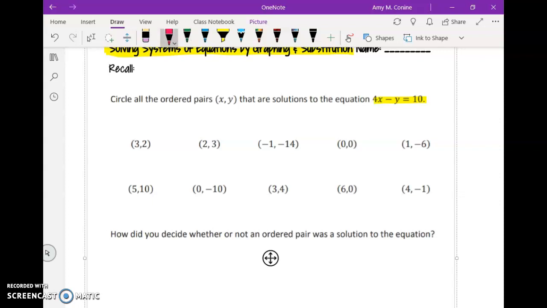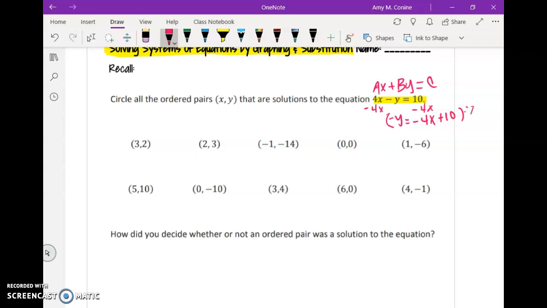So this first thing we need to do is we need to take this equation that's in standard form. You remember ax plus by equals c. That's in standard form. We're going to put it in slope-intercept form. So go ahead and do that now really quick. So move your 4x over. So negative 4x plus 10. And then you're going to multiply everything by negative 1. So now our equation that we should have for our line is positive 4x minus 10.